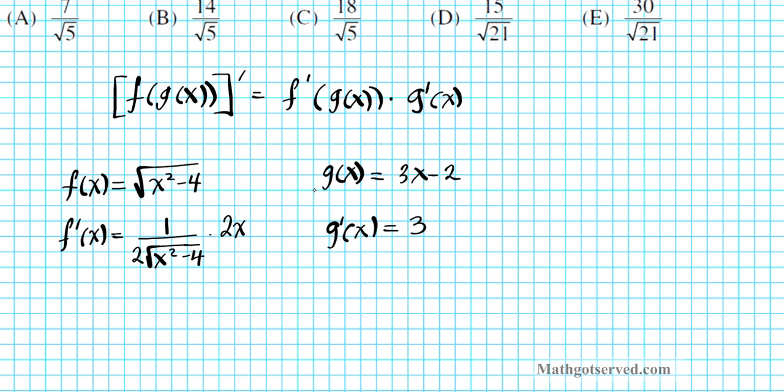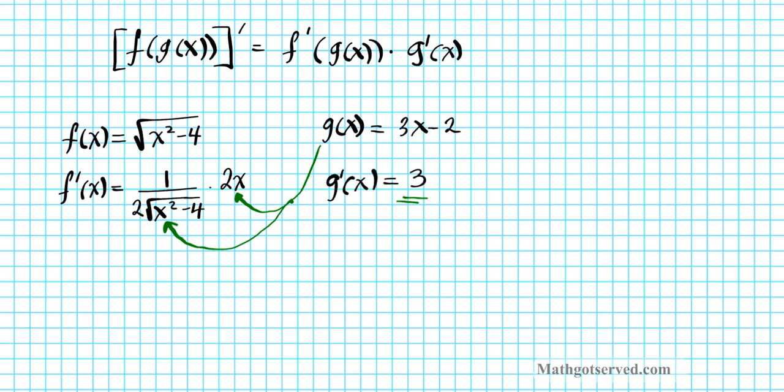So to do that, we're going to take g and plug it into f prime. Take g and plug it into the x's here, that one, and that one, and then multiply by g prime of x. That's just the chain rule.